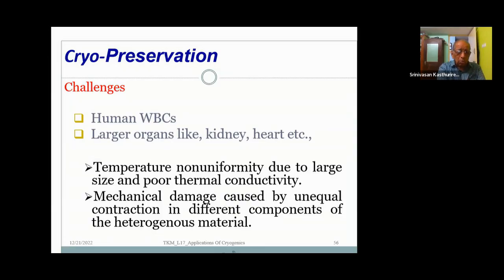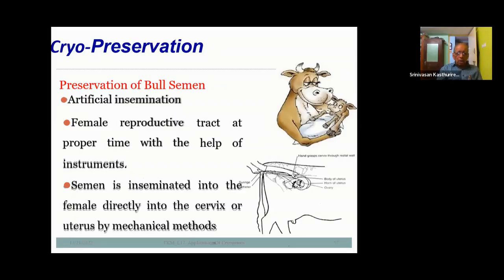If you want to store big organs like kidney, heart, and things like that, there is always a temperature non-uniformity because of the size and poor thermal conductivity. So in such cases, mechanical damage caused by the unequal contraction of different components of heterogeneous material needs to be addressed. That certainly one has to worry about. What about the preservation of bull semen?